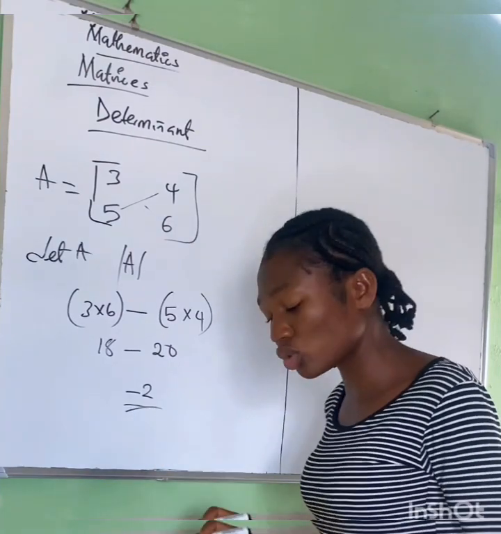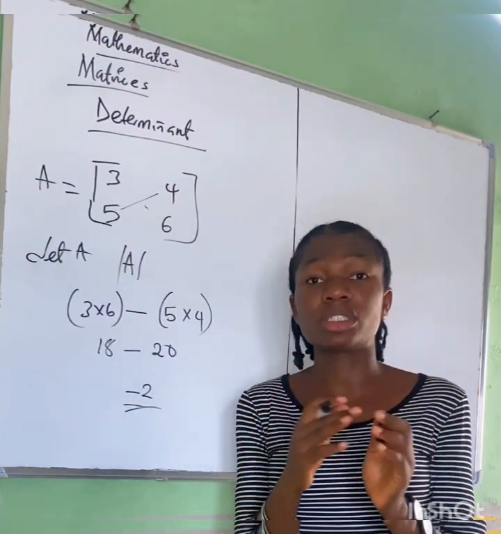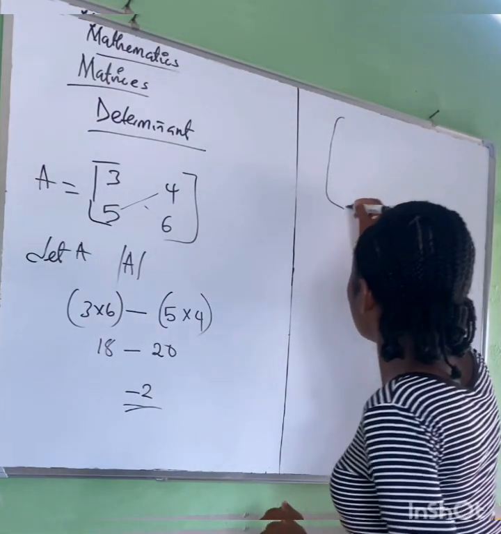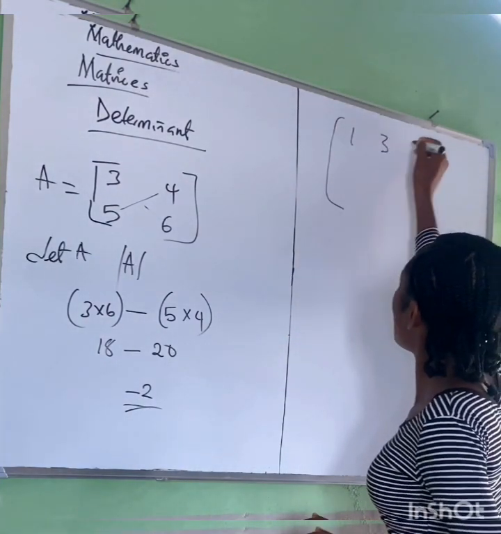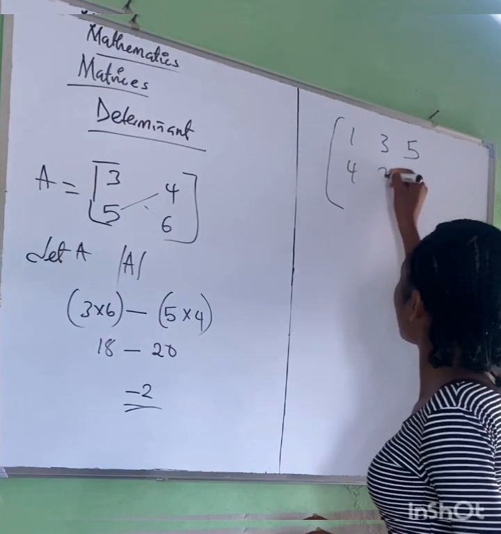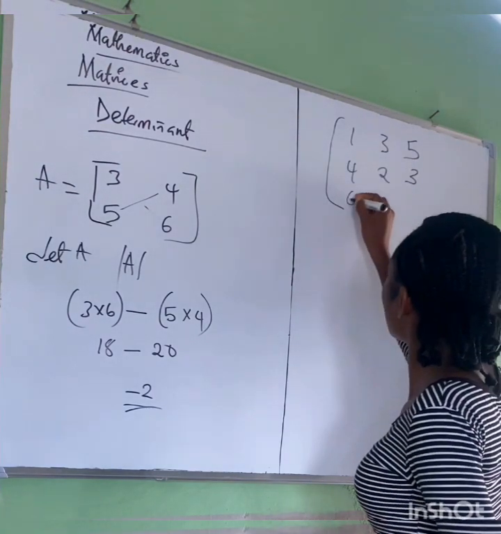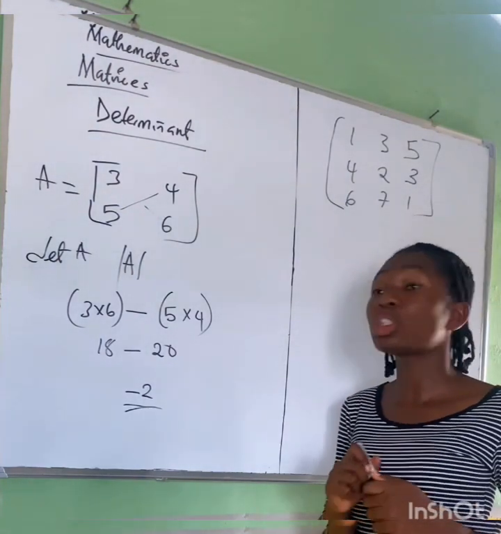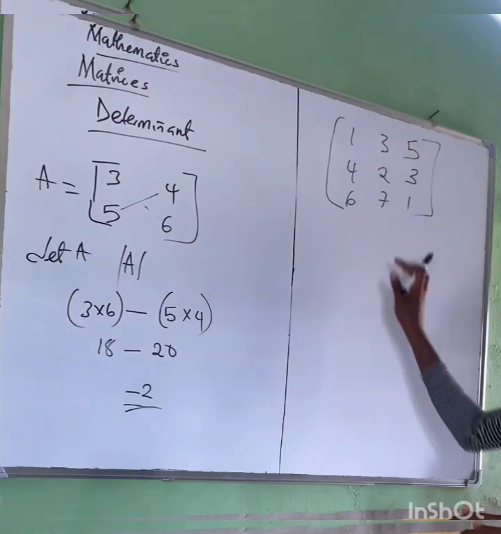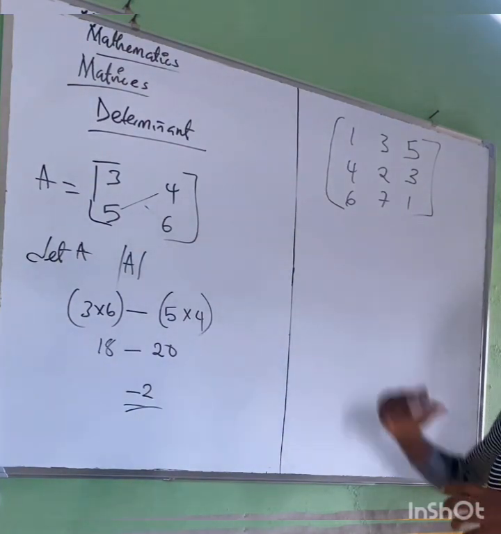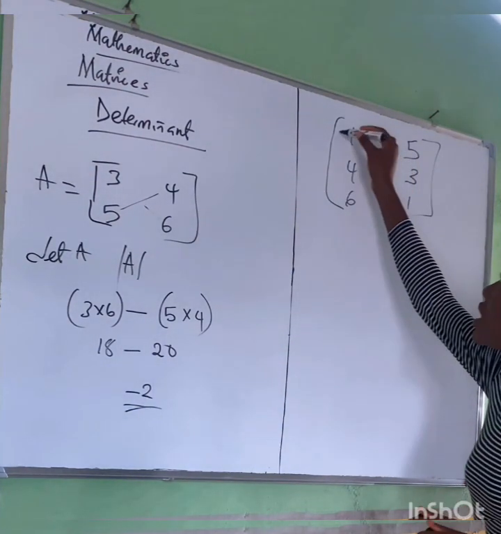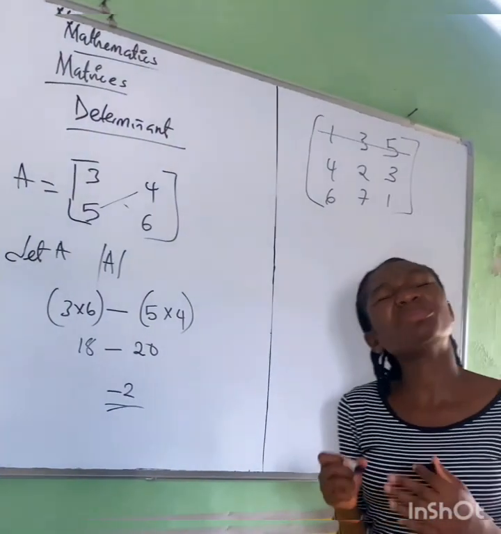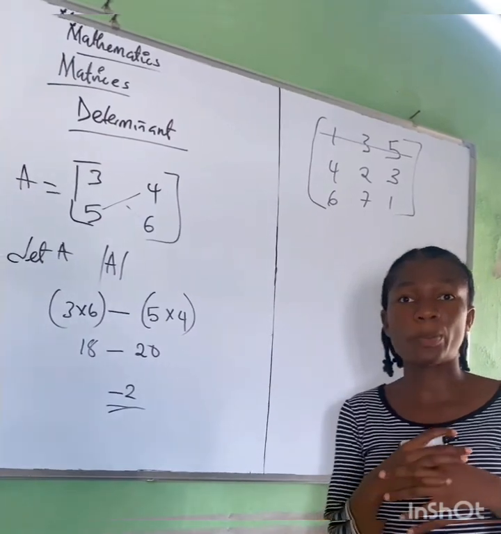So we're going to be going to the 3 by 3 matrix. How to get the determinant for a 3 by 3 matrix. Right, now we have a 3 by 3 matrix. Now we want to see how we can get the determinant for this. In getting the determinant for this, we are going to be working majorly with our first row.